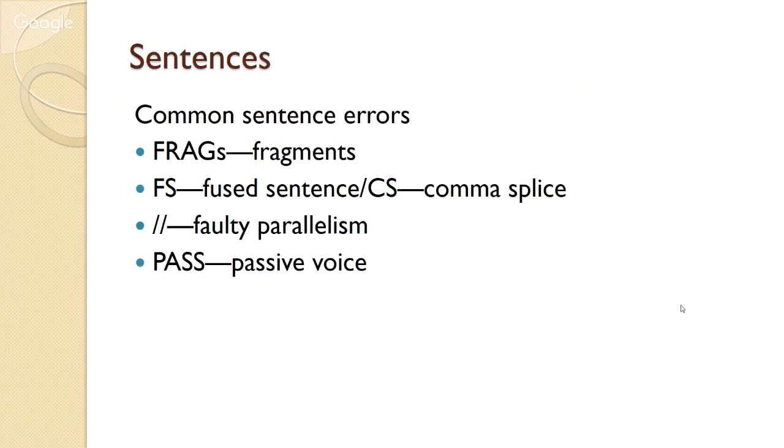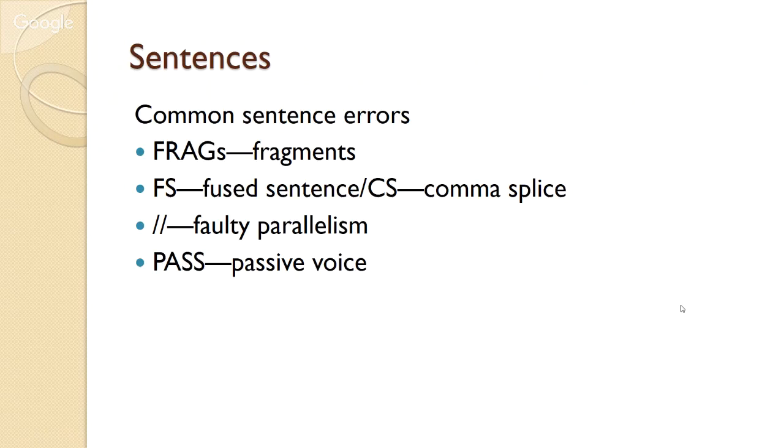Okay, so let's switch over to editing now. So in the past, we've talked about punctuation errors and word errors. So we went from the smallest unit of meaning in writing to the next smallest unit. Now we're putting them together in sentences. So I want to talk about common sentence errors or issues that people run into. These consist of fragments, fused sentences, faulty parallelism, and passive voice.